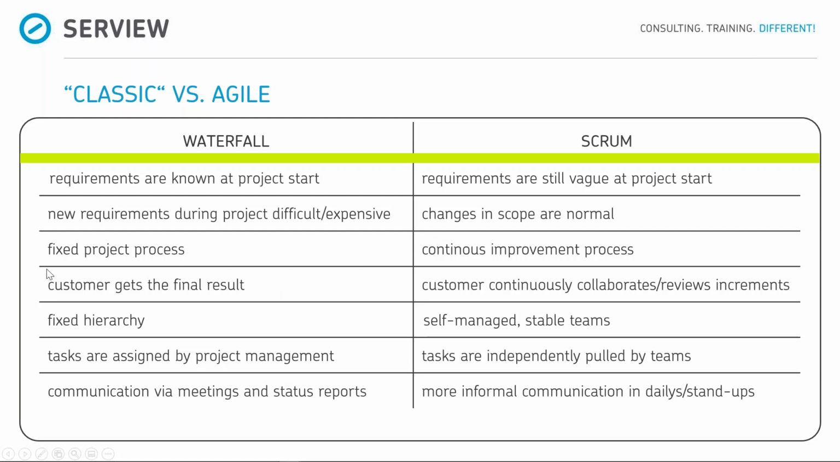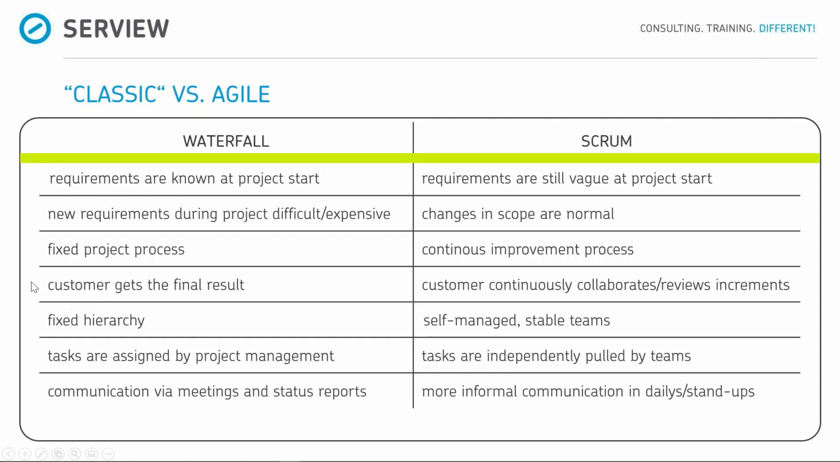So Waterfall means we have a fixed project process with very fixed, consecutive stages. And in Scrum, we would rather do a continuous improvement process, going through quick feedback loops. You could also say a sort of rapid prototyping based approach, and we will be collaborating with the customer all the way.